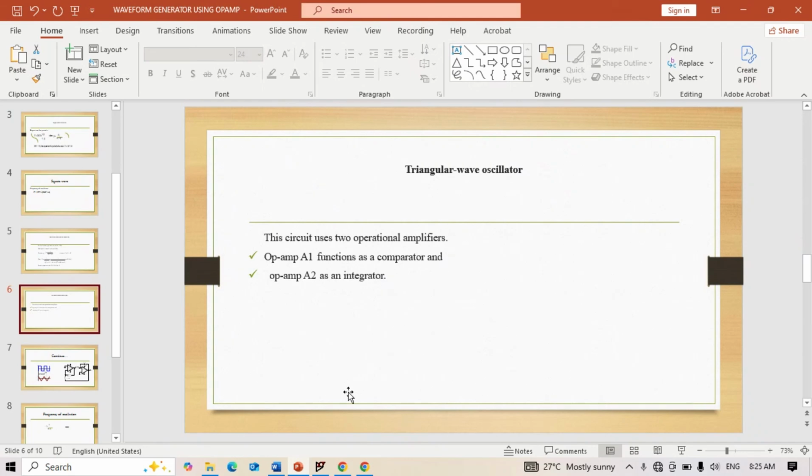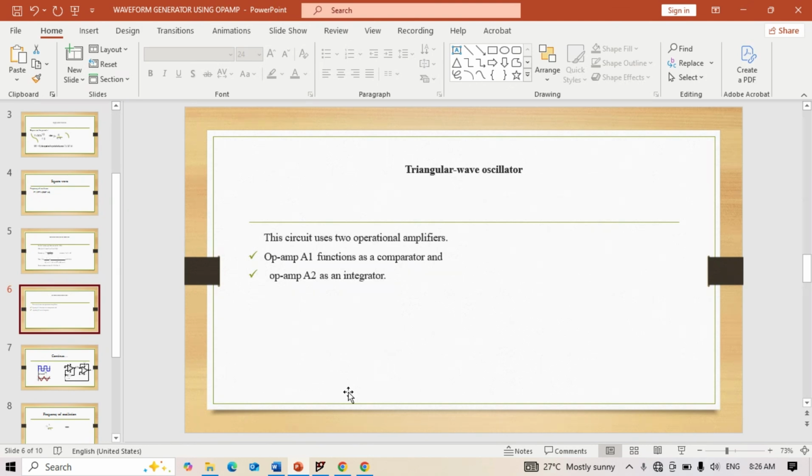Okay, let's start with the triangular wave oscillator. This circuit uses two operational amplifiers, meaning it requires at least two operational amplifiers. So to build a triangular wave oscillator, you have to collect two operational amplifiers.